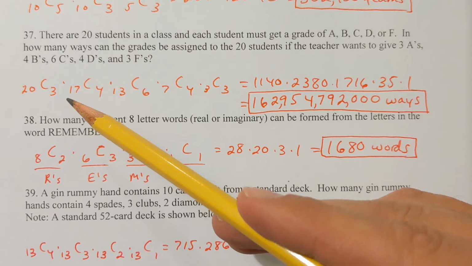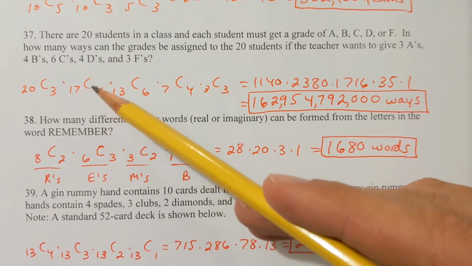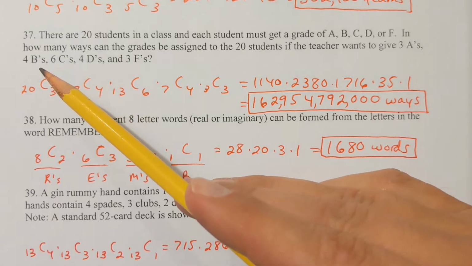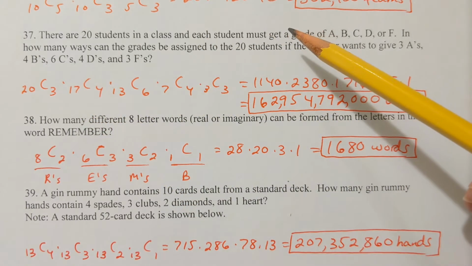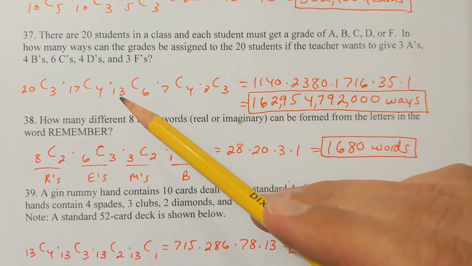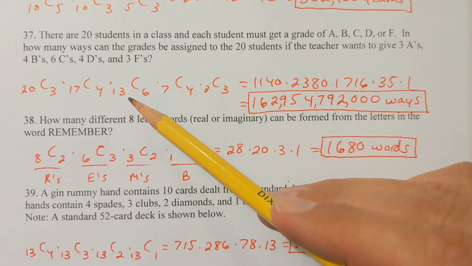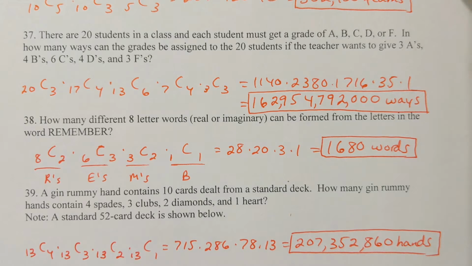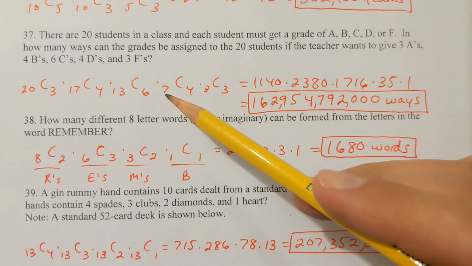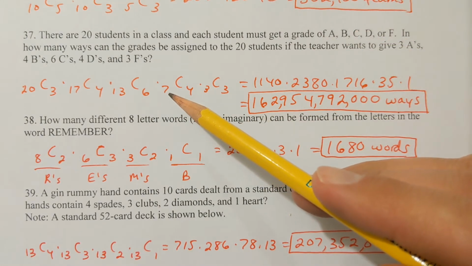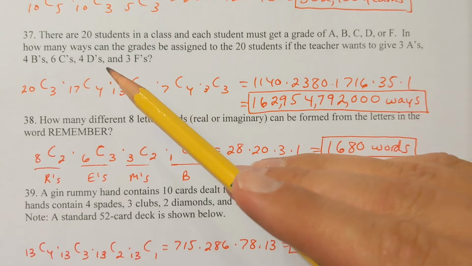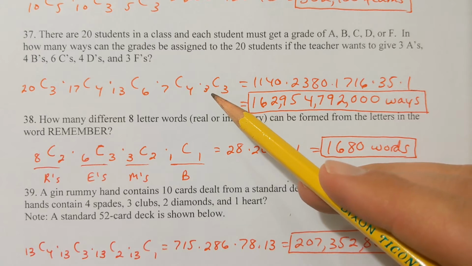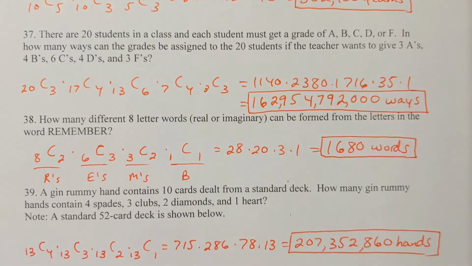Okay, after those 3 people got A's, now there's 17 people left that still need a letter grade. We need to choose 4 of them to get B's. And then 13 people are still left to get a letter grade. Choose 6 of them to get C's. And then 7 people are left, so choose 4 of them to get D's. And then whoever the last 3 people are, you're going to choose those 3 to get F's.